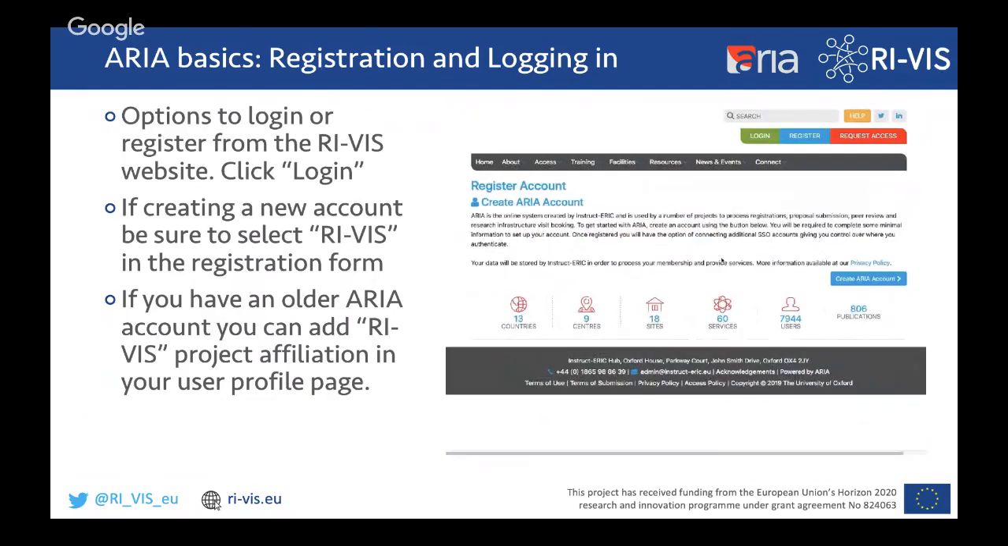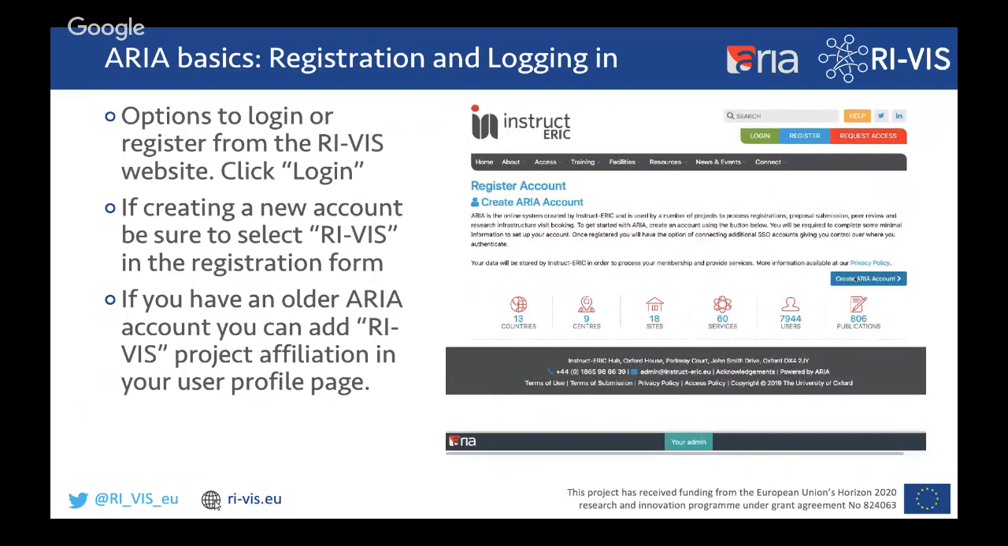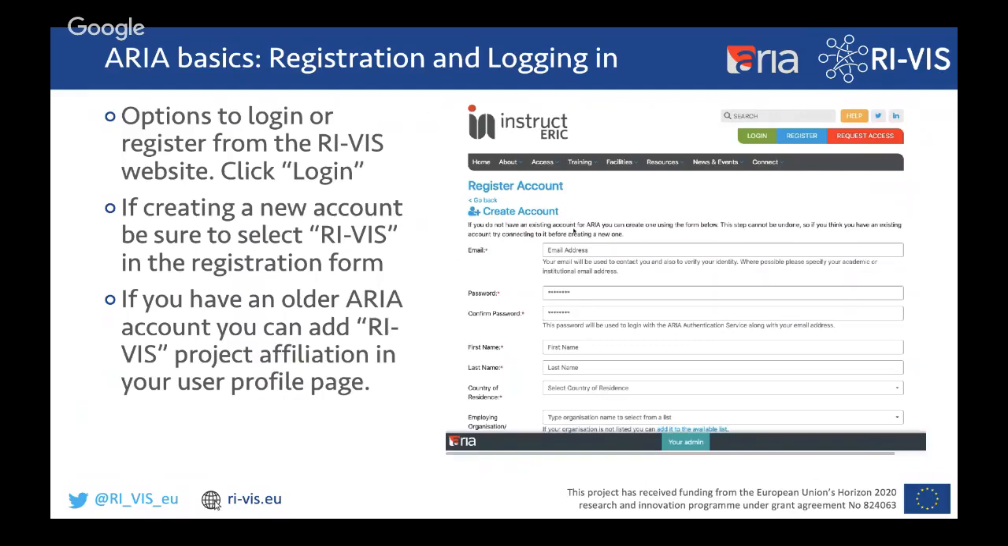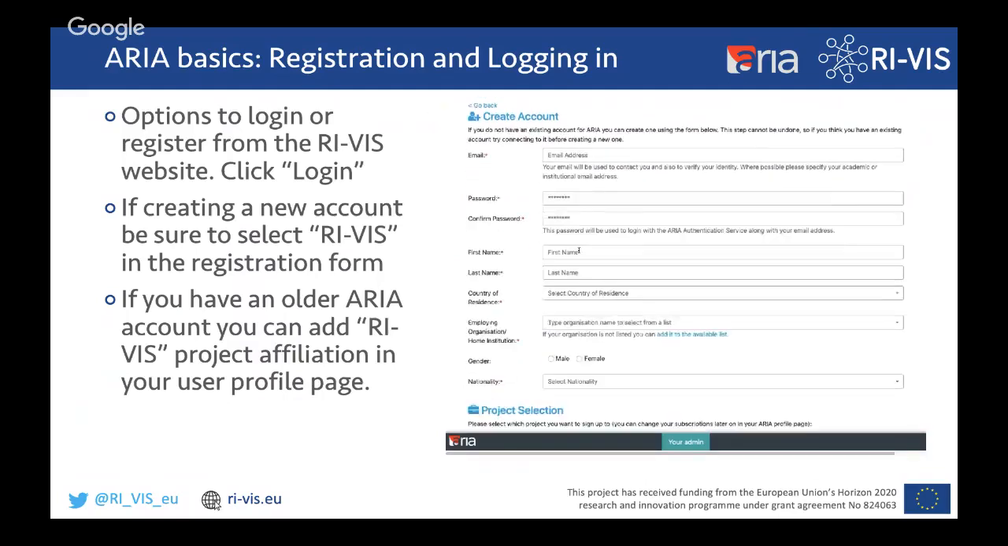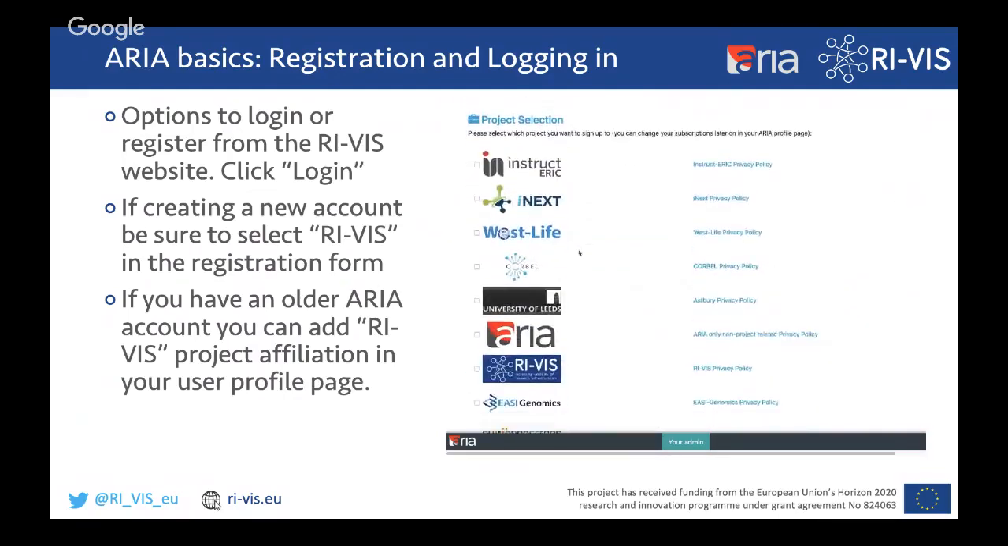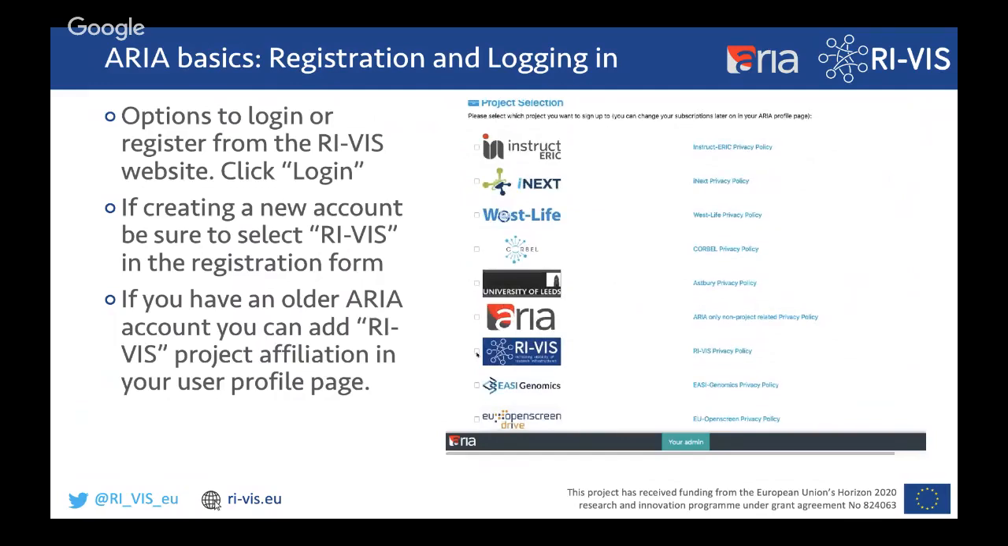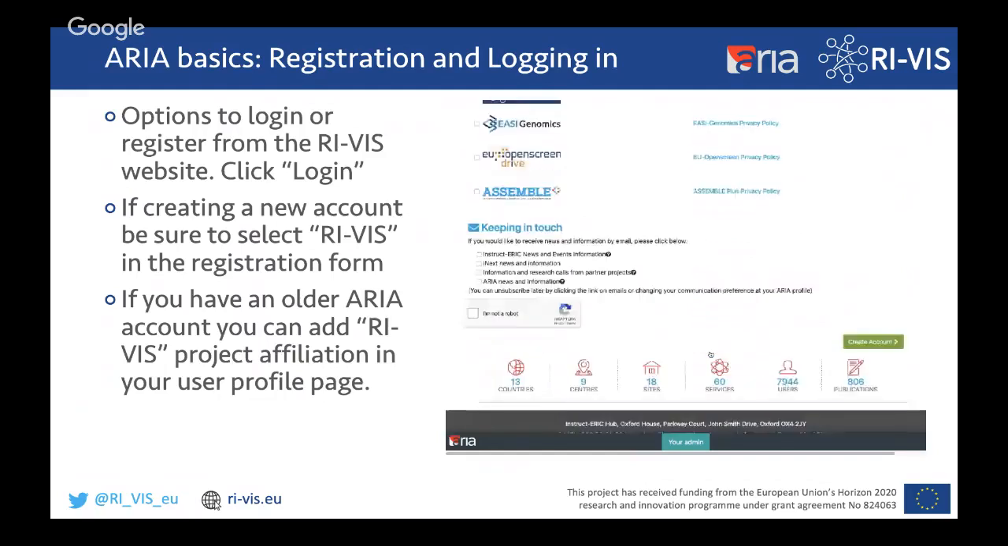The user is clicking on the register page to create a new account. The registration form is pretty similar to other registration forms you'll see elsewhere. You need an email address and a password. If you scroll down further, you'll see project selection. Here we're selecting the RI-VIS project because the person who's interested in using ARIA wants to use it for RI-VIS.